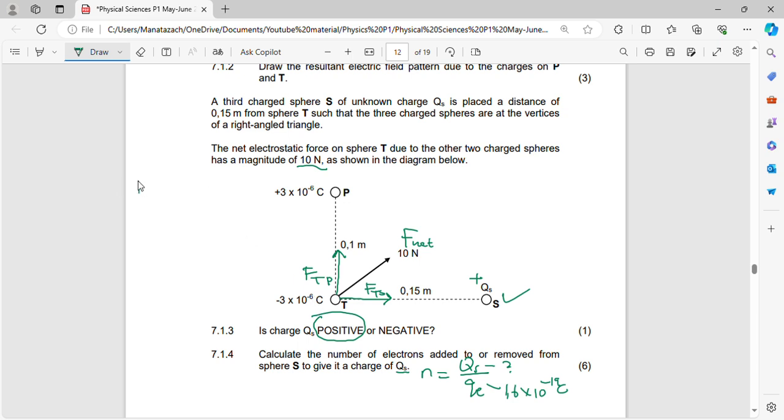So now, starting with FTP, the formula is K QT QP over R squared. K is 9 times 10 exponent 9. QT is 3. You don't need to put a negative sign at this point in time, so just write it as positive. 10 exponent minus 6, and also the charge at P, write it as positive.